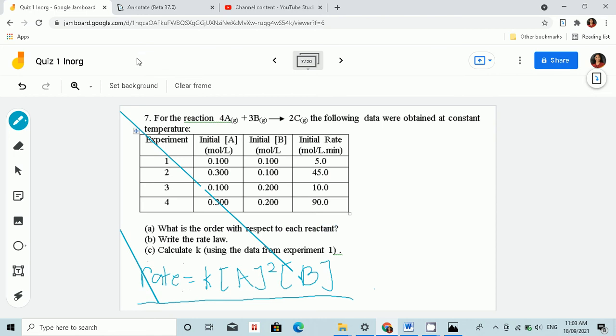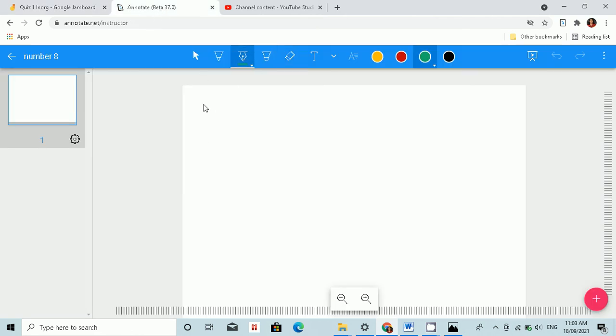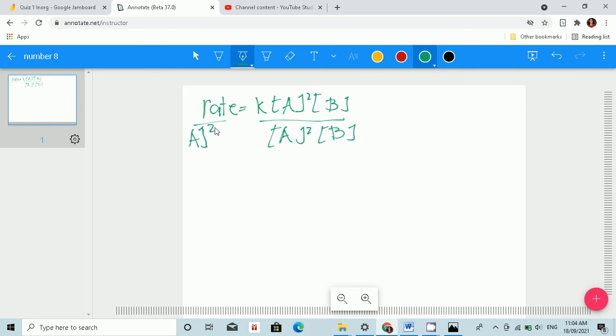Now let's solve, using that rate law. Let's solve for K. So we have rate is equal to K times concentration A squared times B. So in solving K, we just divide both sides by A squared times the concentration of B. So they cancel, and we are left with a formula, which is K is equal to rate over the concentration of A squared and B.